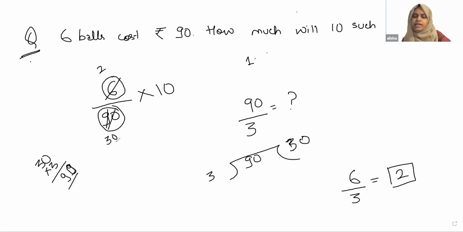Now tell me one thing, are 30 and 10 divisible, or are they in multiplication? 10 and 30 is divisible. So does 30 come in the table of 10? Yes, ma'am. When? 10 into 3. So can I divide 10 by 10 and I'll get 1, and if I divide 30 by 10, I'll get 3. Is it fine, Aisha?